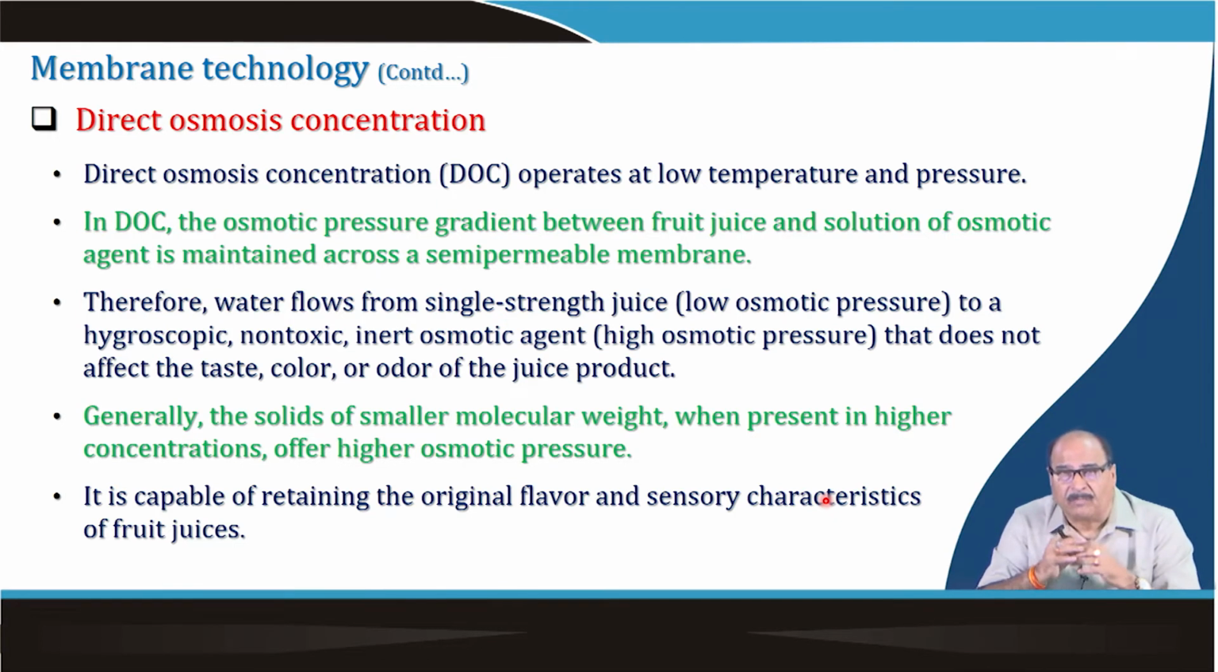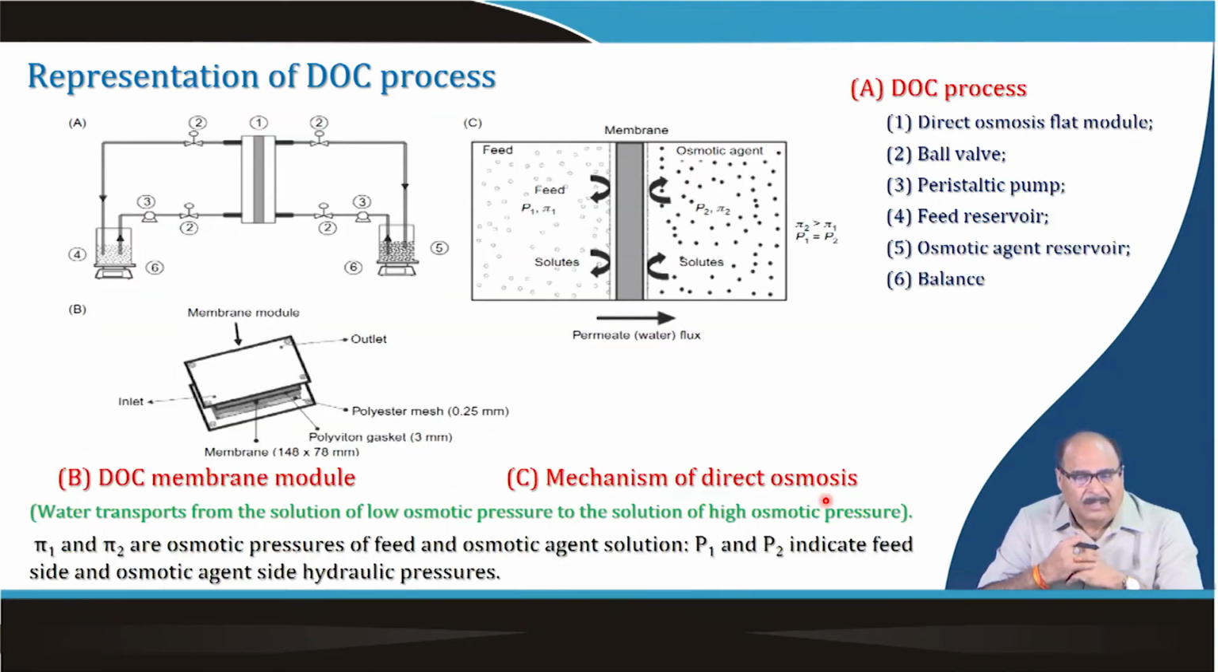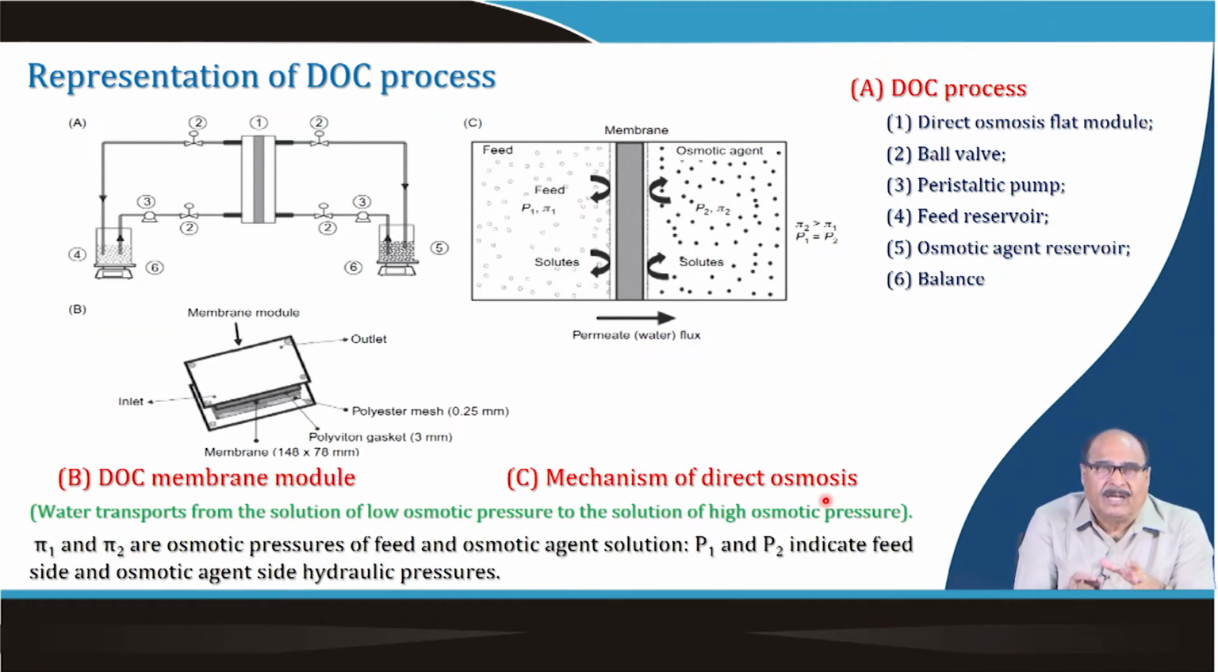Generally, solids of smaller molecular weight, when present at higher concentration, offer higher osmotic pressure. It is capable of retaining the original flavor and sensory characteristics of the fruit juices. In this slide we have shown you the arrangement of a DOC process, which contains a direct osmosis flat membrane module, valves, a peristaltic pump for sending the juice, feed reservoir, osmotic agent reservoir, and balance, etc.